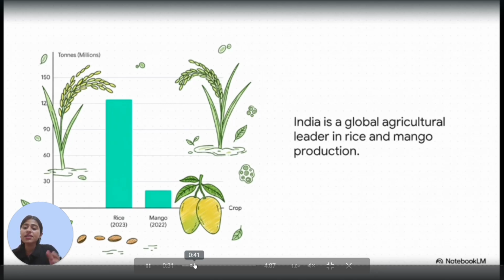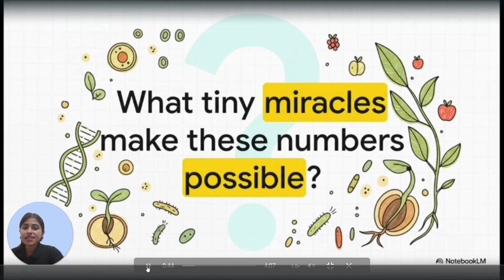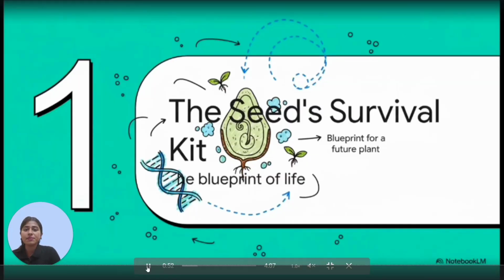A seed has three different types of structures. The one is the outermost layer, that is the hard layer that protects the seed from breaking out. What tiny miracles make these numbers possible? So today we are going to discuss different kinds of seed germination, the processes and how it takes place.